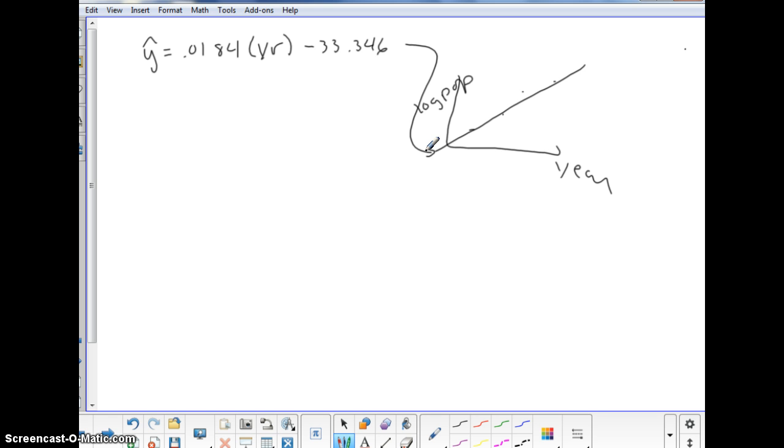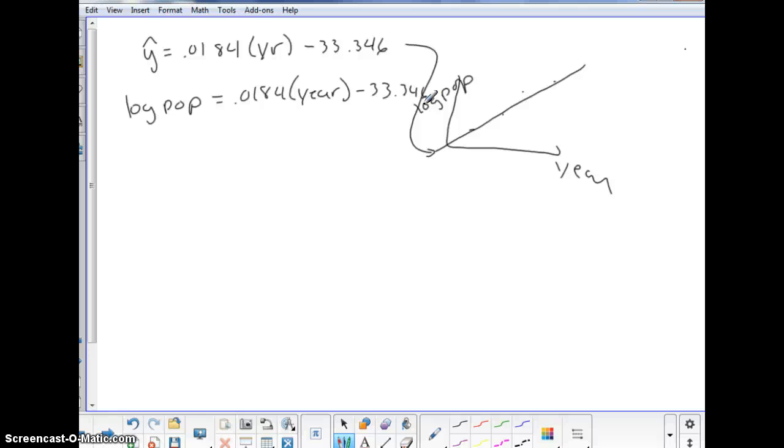Now, is my data really y equals this? No, it's actually log of the population equals 0.0184 times the year minus 33.346. Okay, so if you could actually log the population and transform it, then we're set. But the problem is our calculators. I want to be able to graph an equation against the original data set with population against year instead of log population.